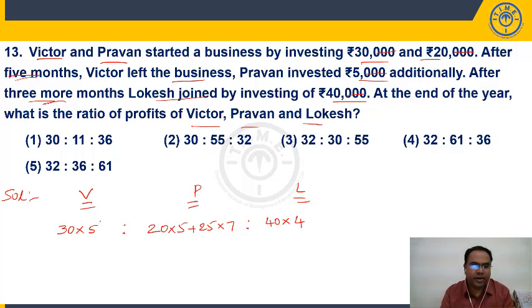Again, 5 is a common factor here. Here 5 will get cancelled. In 25, 5 is common. 5 goes 8 times. So ratio 30 is to how much? 55. 20 plus 35 is 55 is to 32. 30 is to 55 is to 32. It is present in second option.